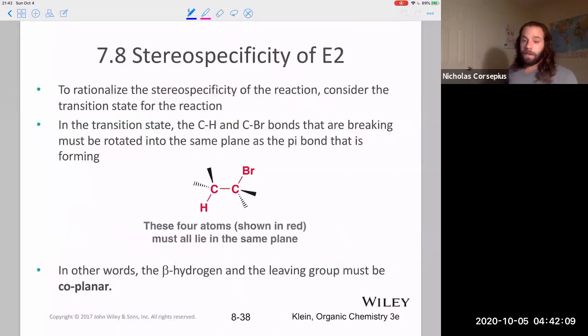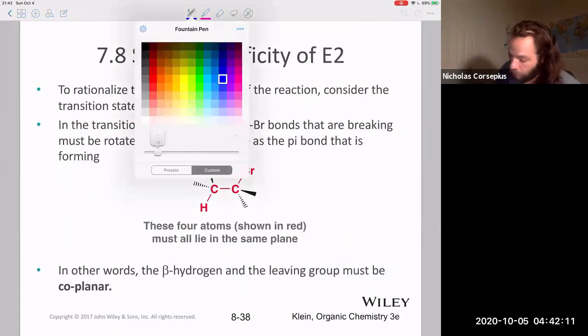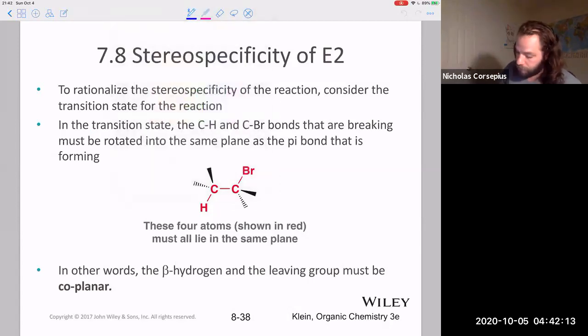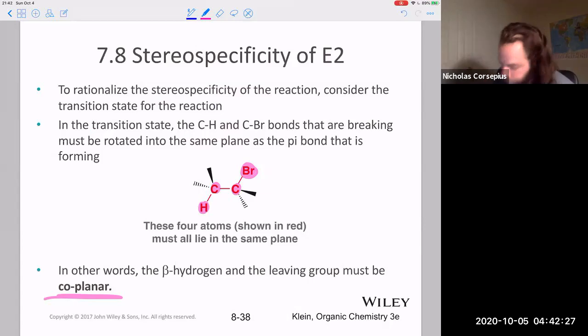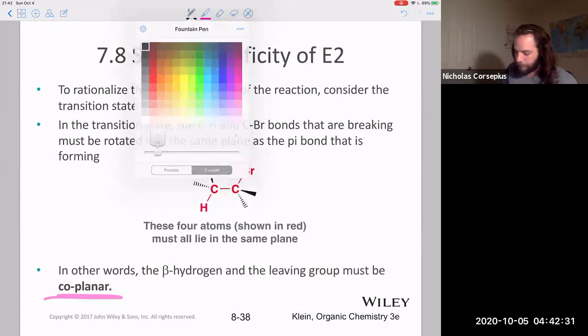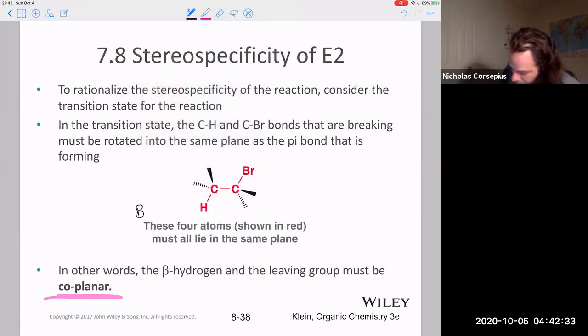That is the fact that all 4 atoms, the halogen, both carbons, and the hydrogen all have to be what's called coplanar, meaning they have to lie in the exact same plane for an E2 reaction to occur. Why is that? Well, let's remember what exactly happens in an E2 reaction. You have this base.